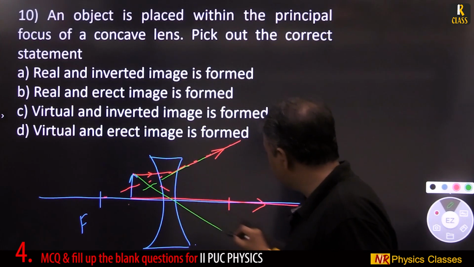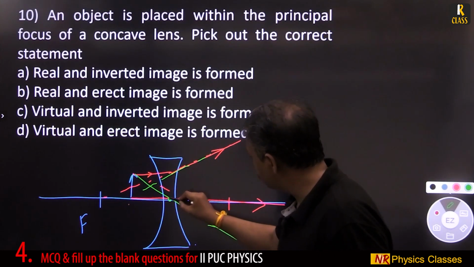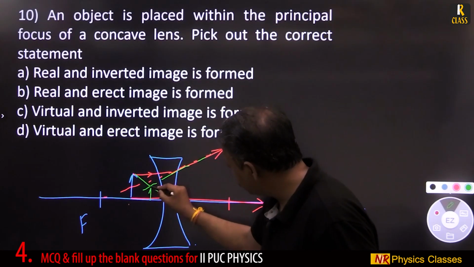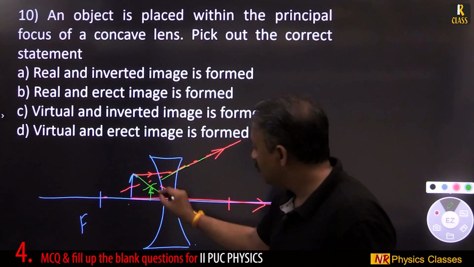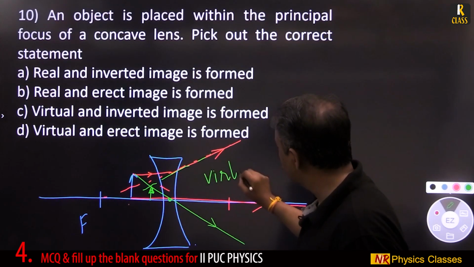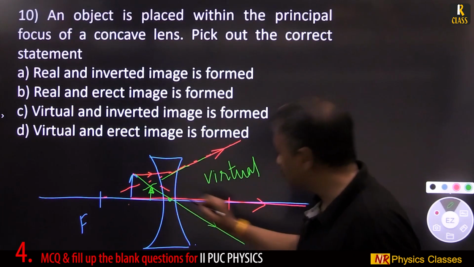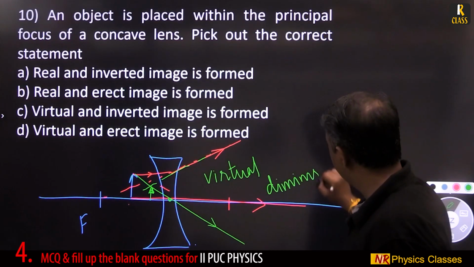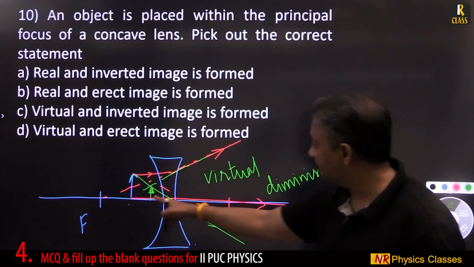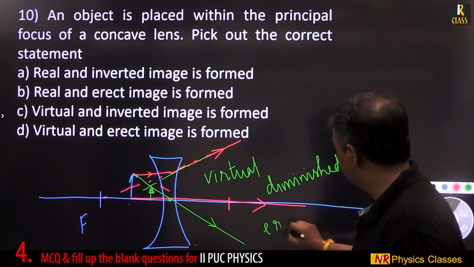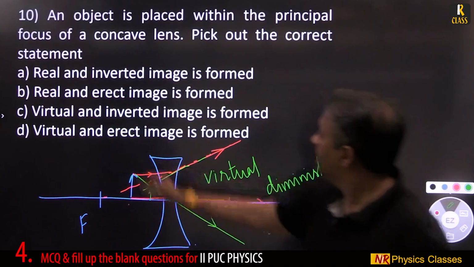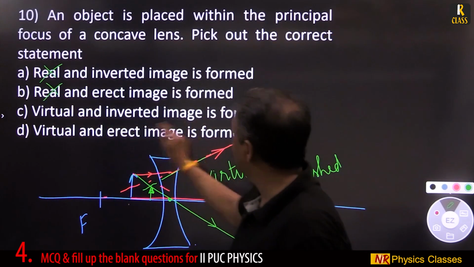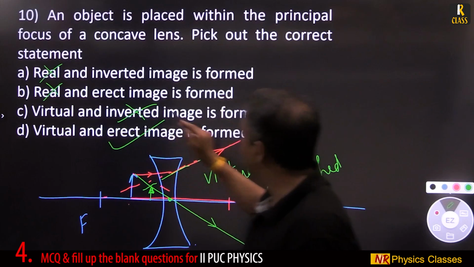Consider another ray passing through the optic center. This and this meet at this place, so this is the position of the image. This image is virtual, diminished, small, and erect. Observe, erect. Real, inverted? No. It is virtual. Inverted? It is not inverted, it is an erect image.